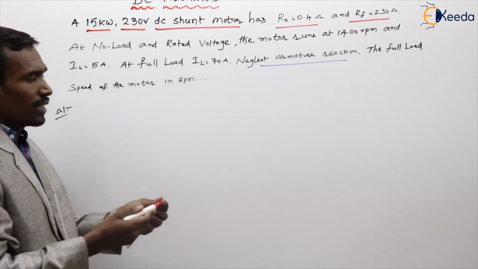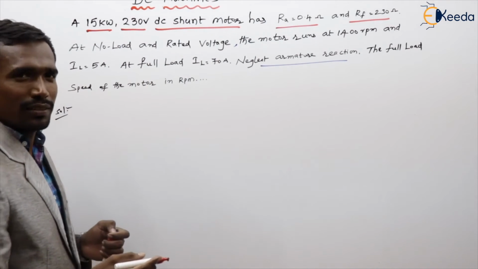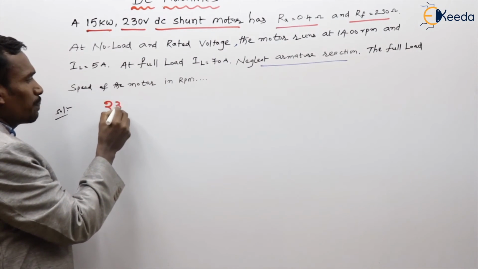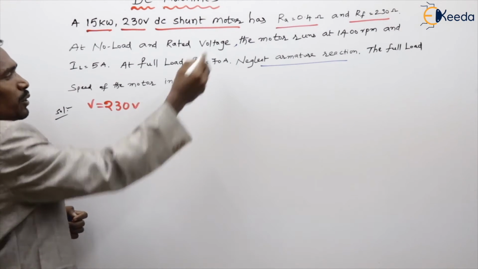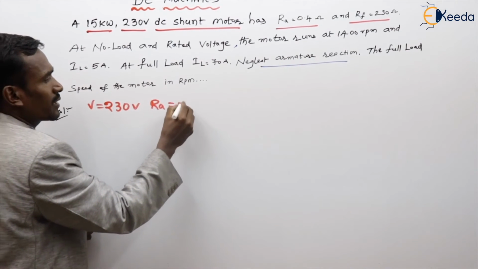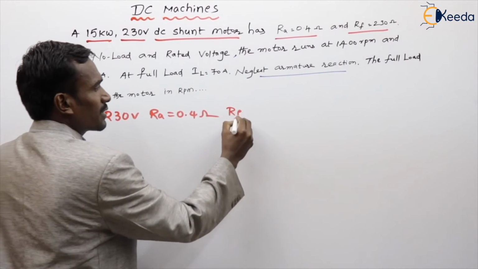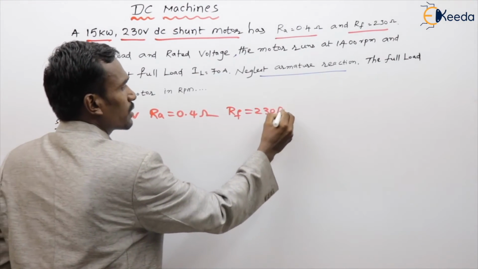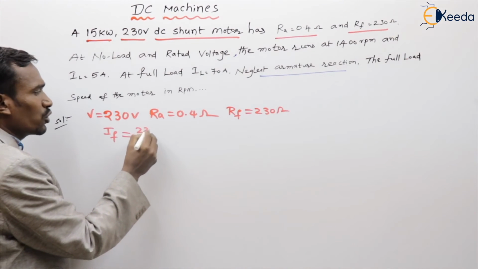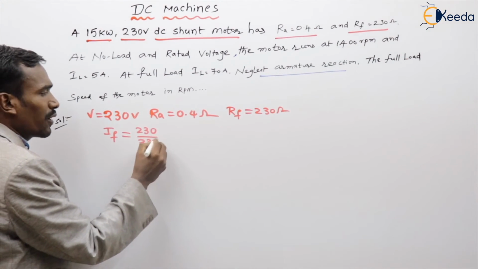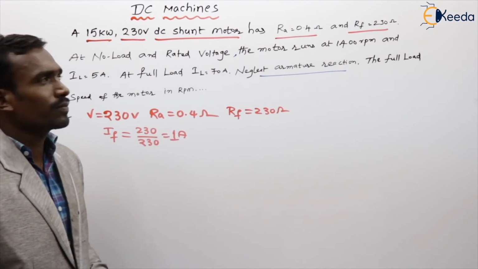Next question. See here. A 15 kilowatt, 230 volt shunt motor. The supply voltage is 230 volts. The shunt motor has an armature resistance of 0.4 ohms and a field resistance of 230 ohms. Can you tell me the field current? The field current equals V by Rf, which is 1 ampere. This is my field current.